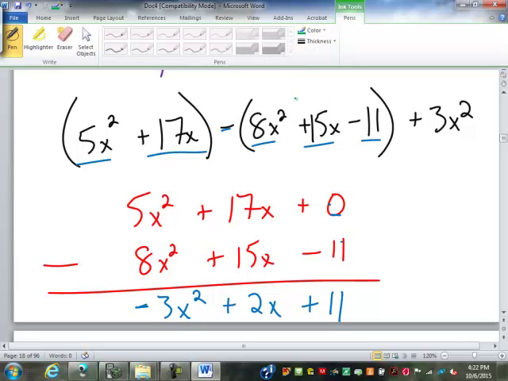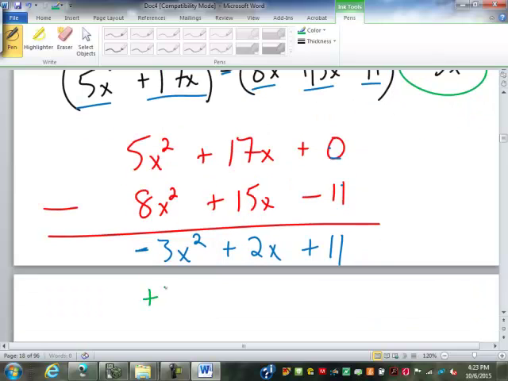Now what? Now we're going to add 3x squared, which is 0x squared. So we have 2x plus 11.